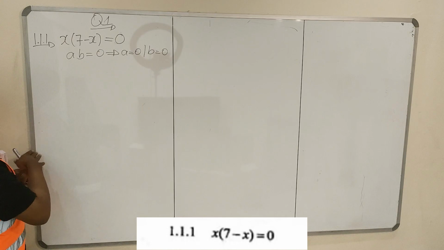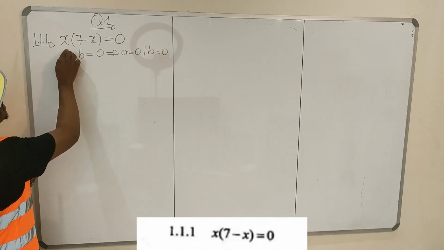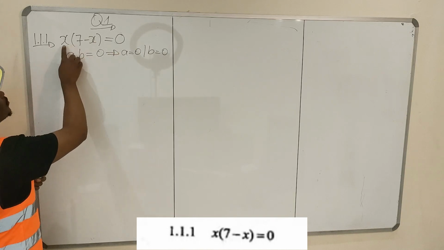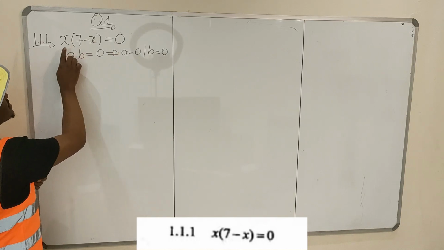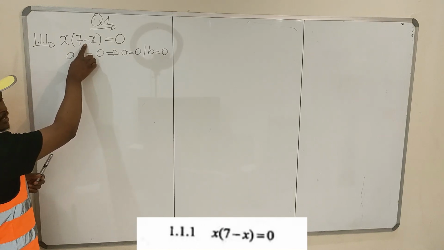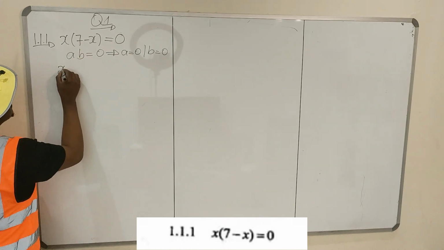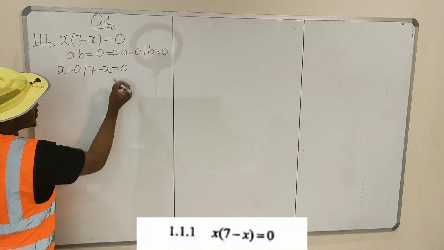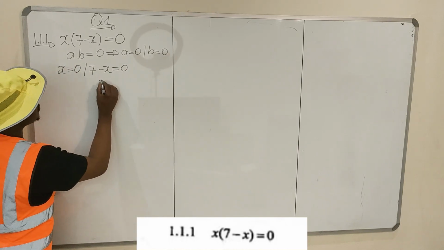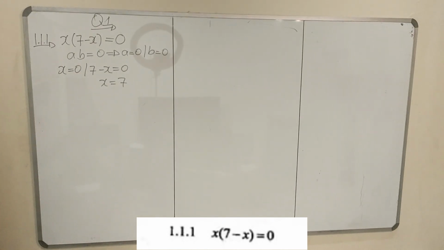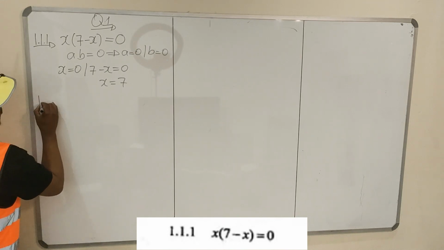So now, here, you have a similar situation. You have x times this bracket, and the answer is 0. So you have two things multiplying each other, so either this one is 0 or this one is 0. Do you understand? So it's either your x is equal to 0 or 7 minus x is equal to 0. Then you solve for x. x is equal to 7. Then you're done with this one. Is everyone happy? Go to the next one.